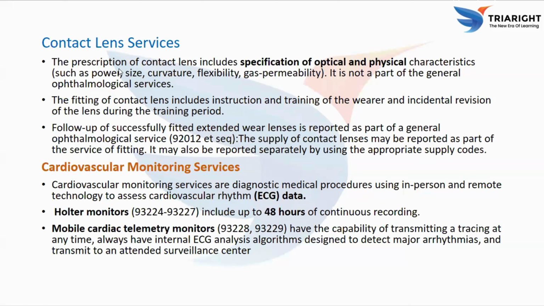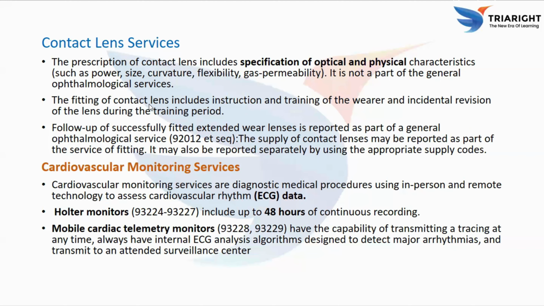So contact lens prescription. So what is it? It includes specific optical and physical details such as power, size, base curve, flexibility, and gas permeability. This is more detailed than a glasses prescription and therefore it is not included in the routine eye exams. So contact lens fitting. So what is included? Contact lens fitting includes selecting the appropriate lens, instruction and training on insertion, removal and cleaning and also care, and incidental revisions during the training period. All of this is bundled into fitting services.